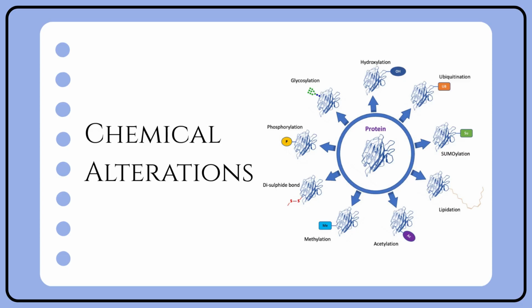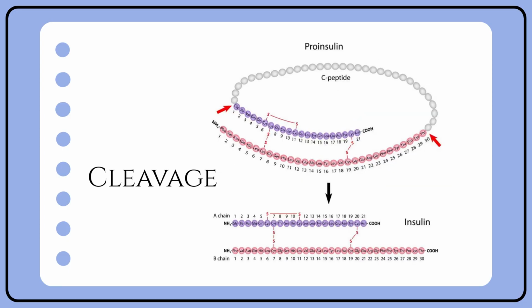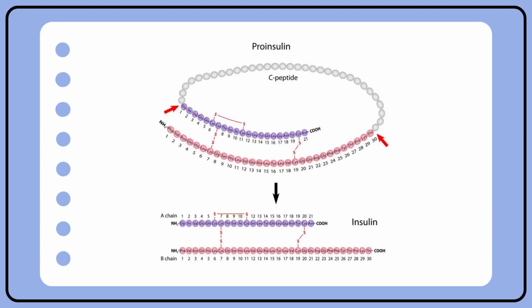In the chemical alteration process, various chemical groups like phosphate or sugar molecules may be added to specific amino acids to change the protein's activity. In the cleavage process, sometimes a large inactive protein precursor is cut into smaller and active pieces. A classic example of this process is the cleavage of proinsulin into the active hormone, which is insulin.